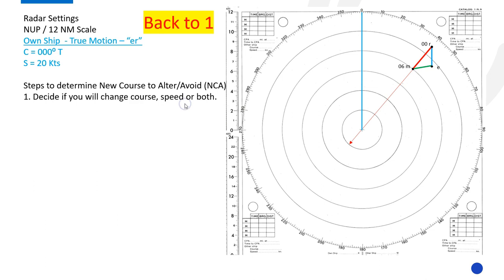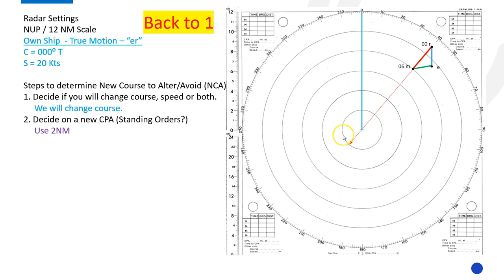So here's what we're going to do. First thing we're going to do is decide if we're going to change course, speed, or both. And in this situation, we're just going to change course, okay? We're going to determine what that new course to avoid the collision is, or the new course to alter to avoid the collision. And we're going to refer to that as the NCA. So the next thing we have to do is decide what is the new desired CPA. And oftentimes these are going to be in your standing orders or the master's verbal orders. So in this case, we're going to say we're going to use 2 nautical miles.